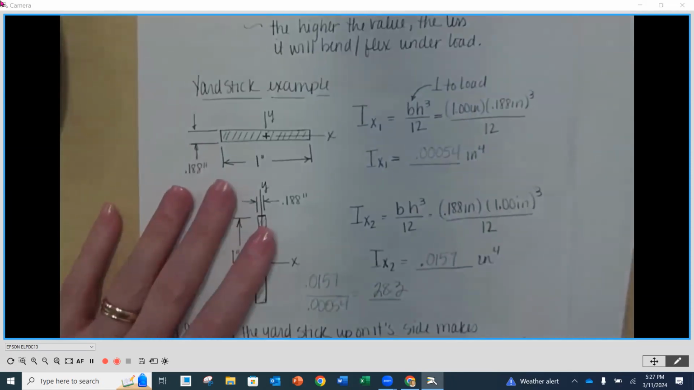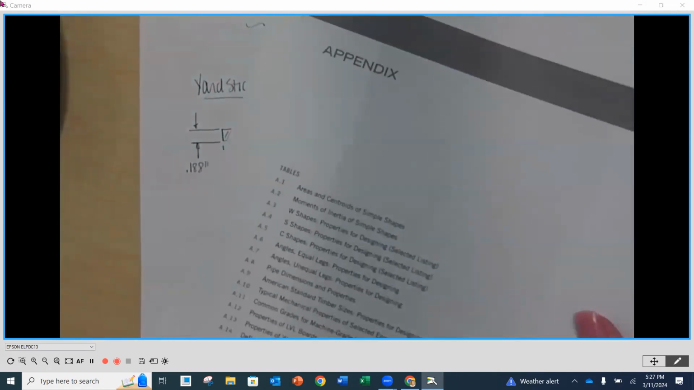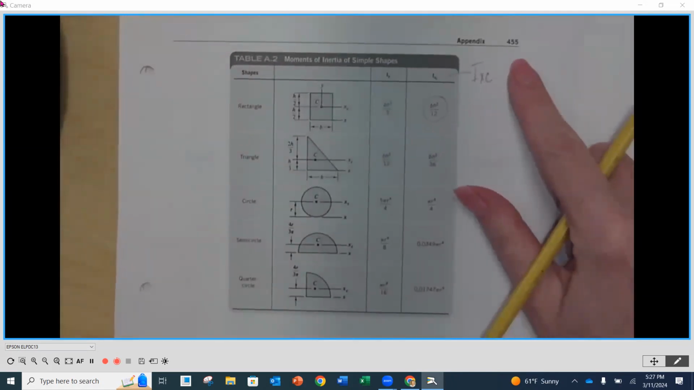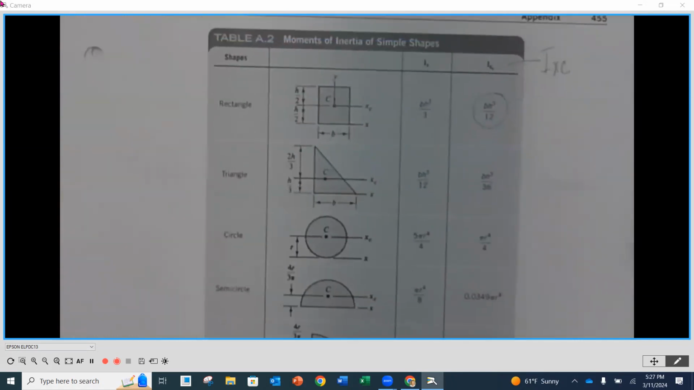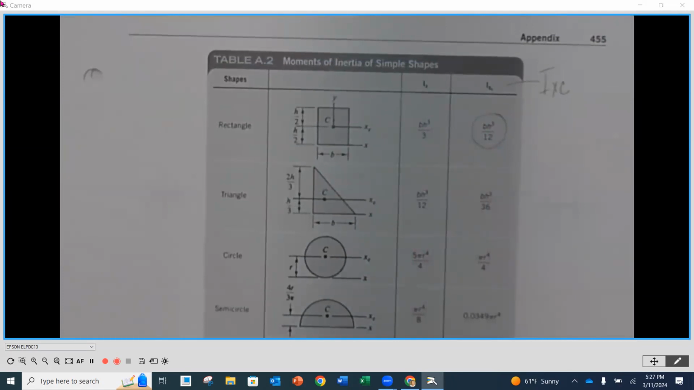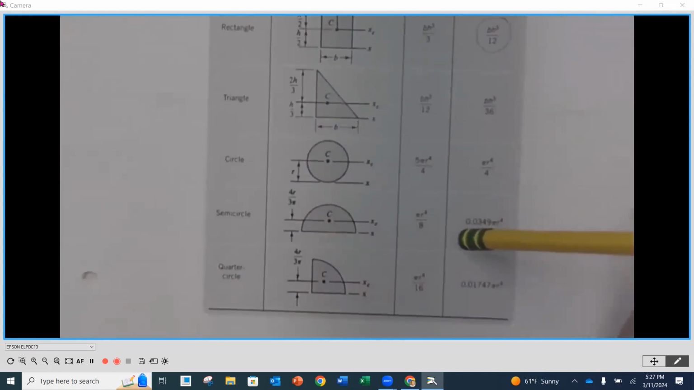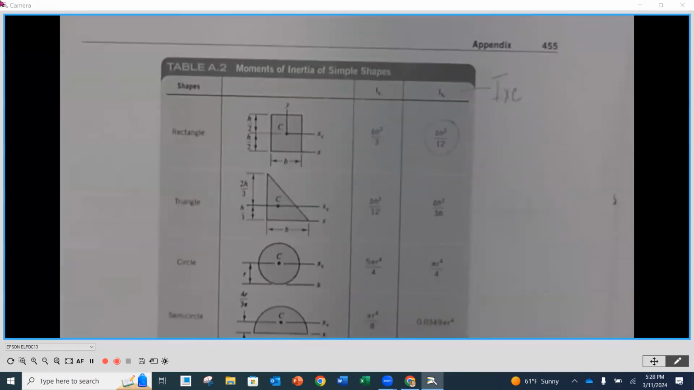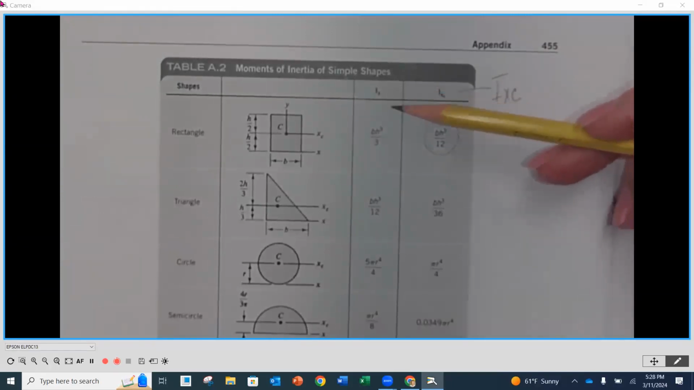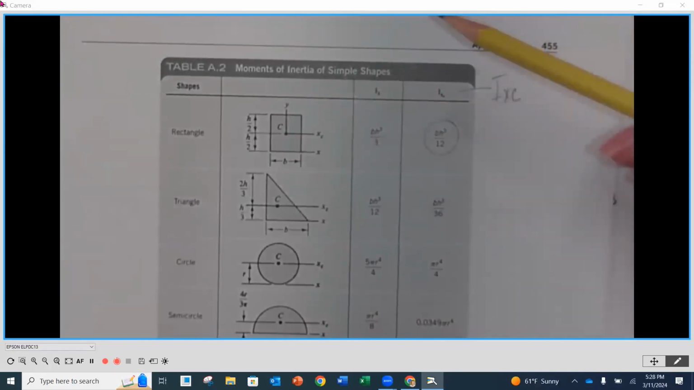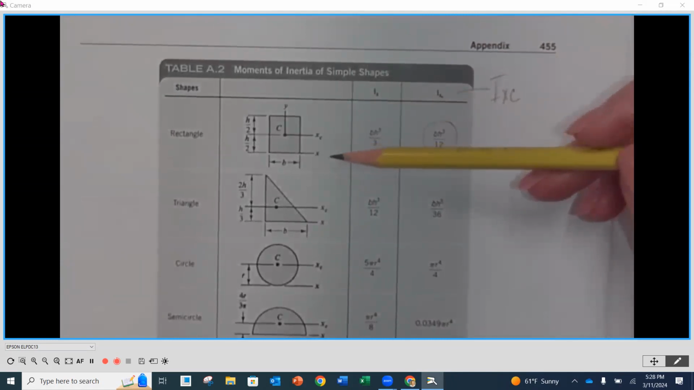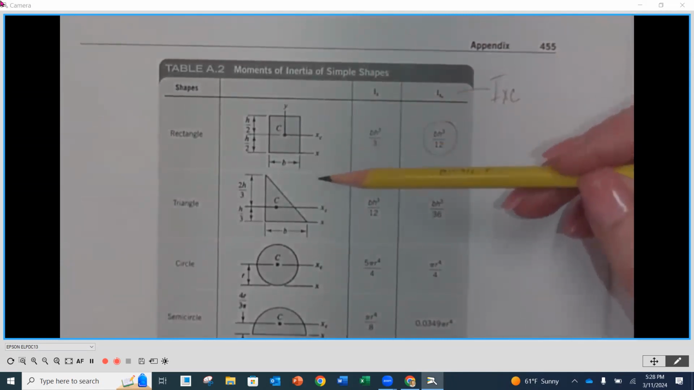Okay. If we look to appendix A2, so in that second handout, as part of this chapter, on page 455, this is our chart or our table for moments of inertia of simple shapes. So you'll notice that we have square, triangle, circle, half circle, and a quarter circle. And in the left-hand column, this is moment of inertia about the x-axis, and that's going to be identified as just the x. So in this case, on the bottom of the part.